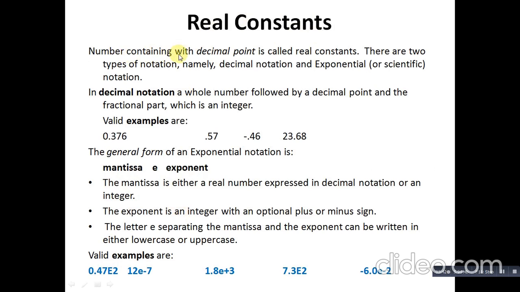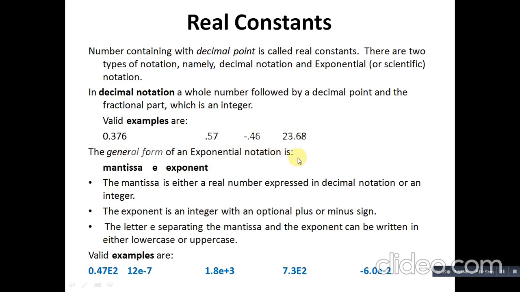Real constants. A number containing a decimal point is called a real constant. There are two types of notations, namely decimal notation and exponential notation. In decimal notation, a whole number is followed by a decimal point and the fractional part, which is an integer. The valid examples are 0.376, 0.57, minus 0.46, 23.68.